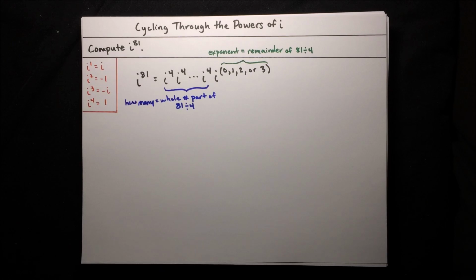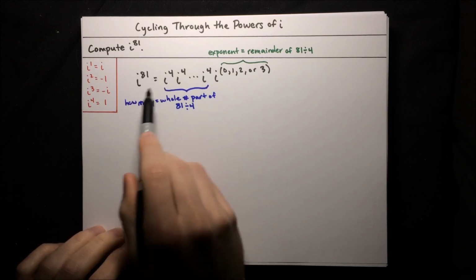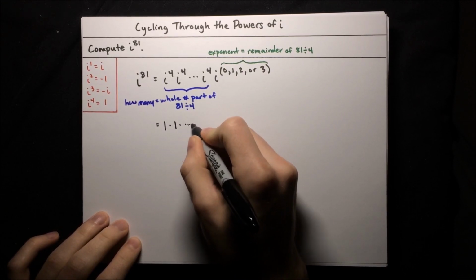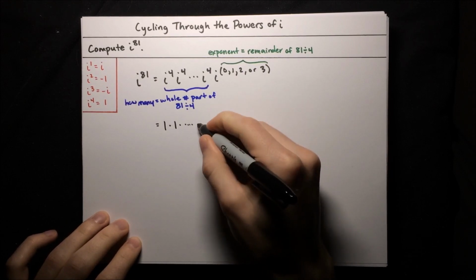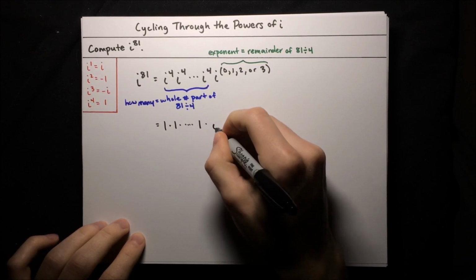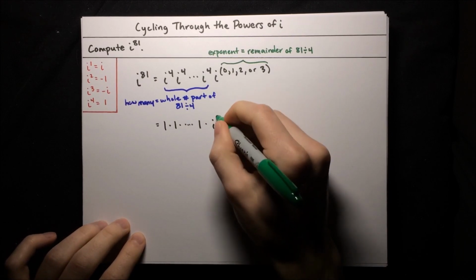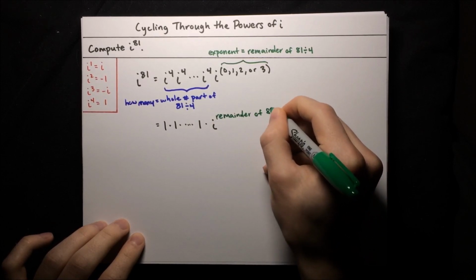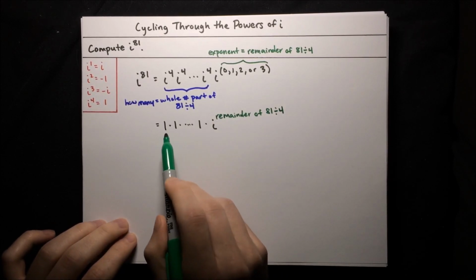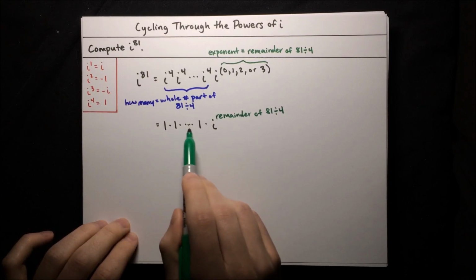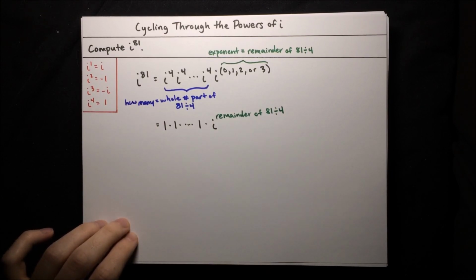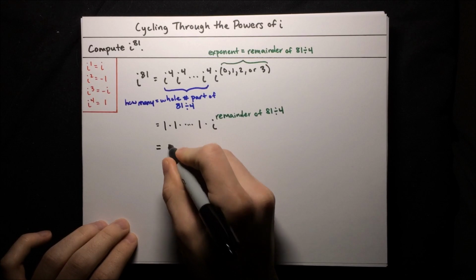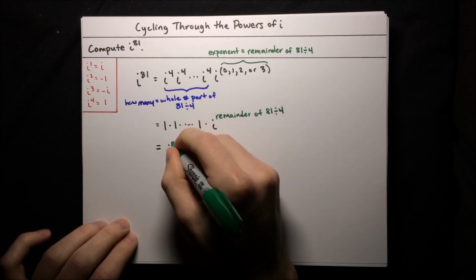But wait, we can simplify the situation even further because I to the fourth is just equal to 1. So this is really just 1 times however many ones, the whole number part of 81 divided by 4, and then times I to the remainder of 81 divided by 4. But it doesn't matter how many I to the fourths are in front. It's just 1 times 1 times 1 and so on. So this all simplifies to just 1, and we'll just have a result of I to the remainder of 81 divided by 4.